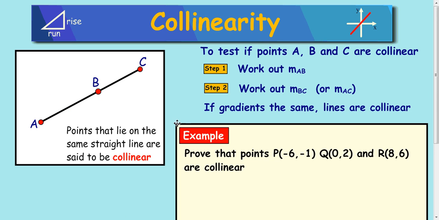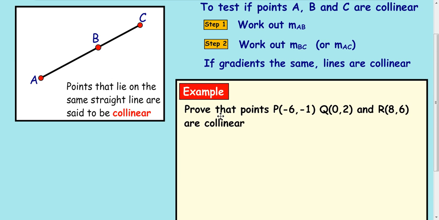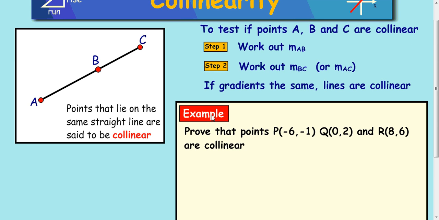So let's look at an example of this. Prove these 3 points are collinear. So do a wee quick sketch. It's best to do that, a wee quick sketch like this, just a simple one. Try and put the points in order.